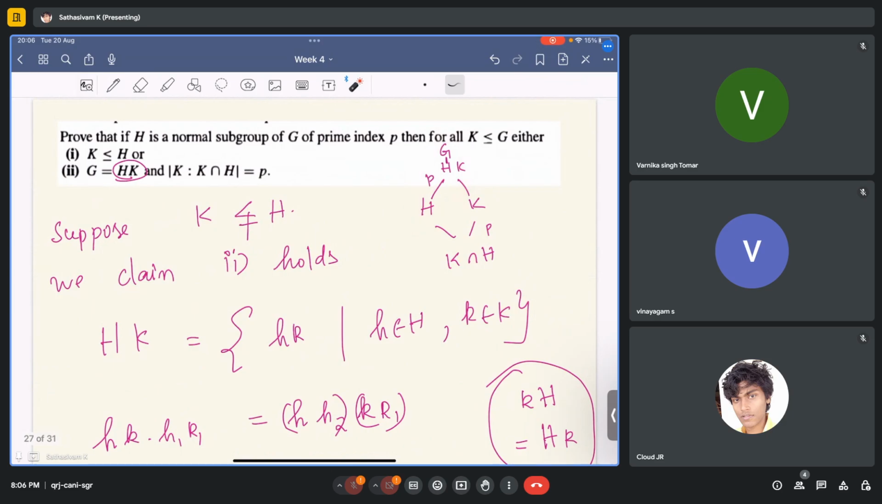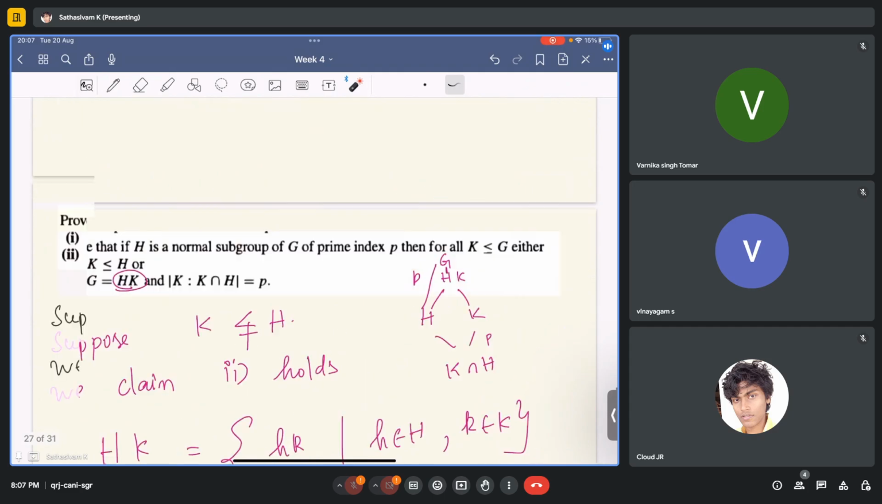Now we are going to use the third isomorphism theorem on this particular chain. I want to say that the entire thing is P. This length I don't know, but the entire index is P. When I write P on the edge, I mean that the index is P. G index H is P. That is what I mean.